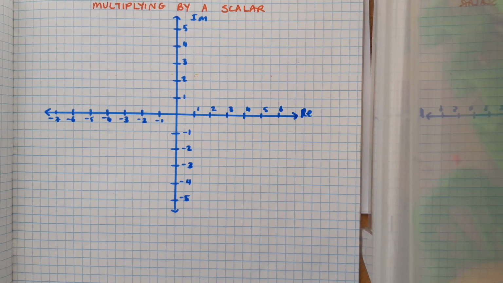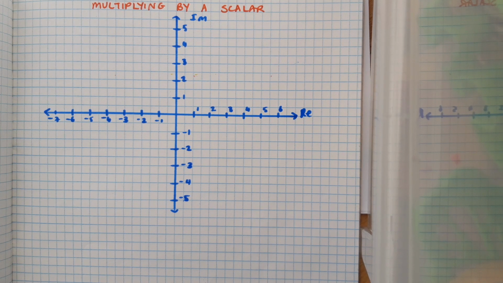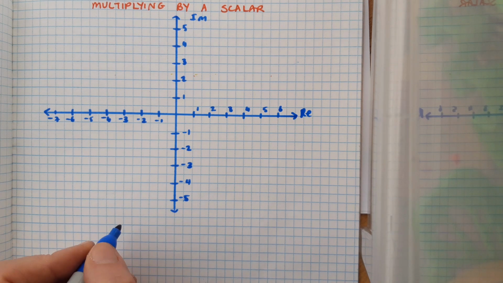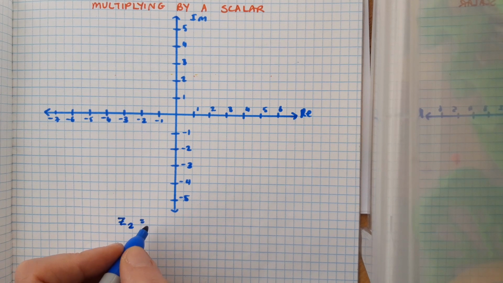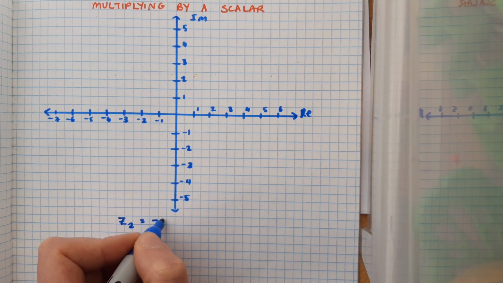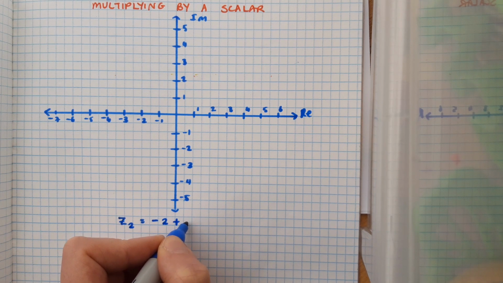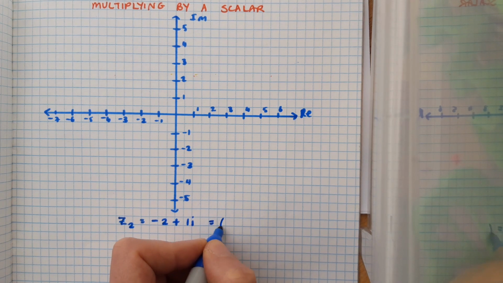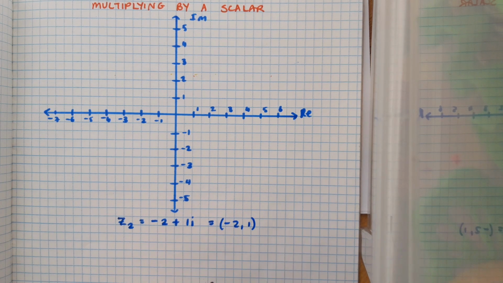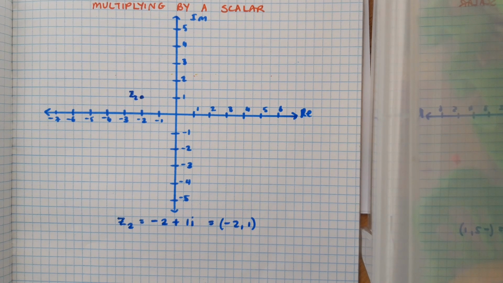So here we have a fresh Argand diagram, and we're still looking at multiplying by a scalar, but with a bit of a different focus this time. We're going to say that z2 in this case is going to be minus 2 plus 1i. And I want to identify where that is first of all on the Argand diagram. So I'll write it as a point, minus 2, 1, and I'll plot it in. So there's my z2 point.